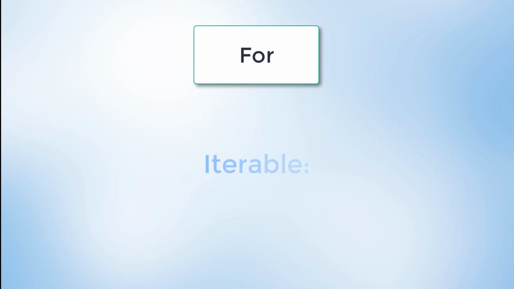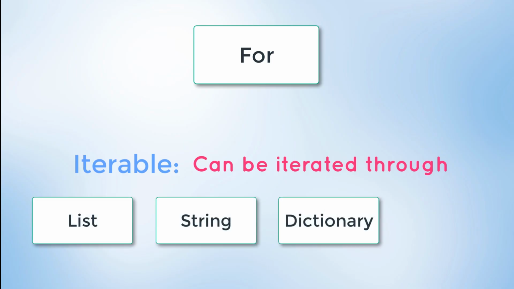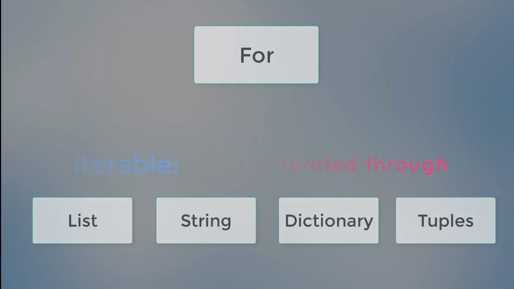A for loop can iterate over any iterable. What is an iterable? Well, as the name suggests, anything that we can iterate through, anything that can return one of its elements at a time. That includes lists, strings, dictionaries, tuples, etc. We'll start our example by iterating over a list.